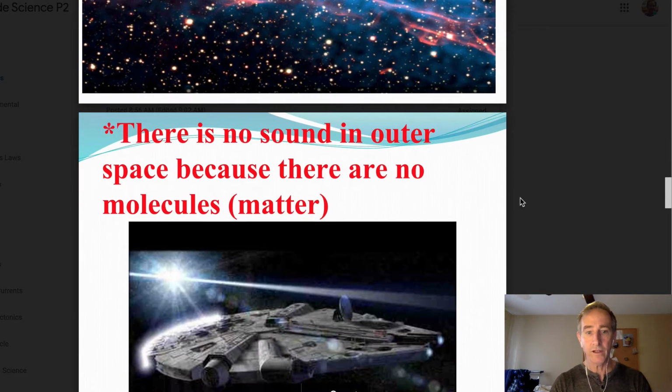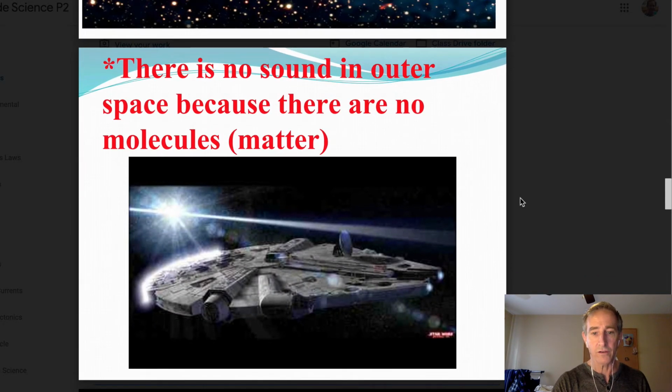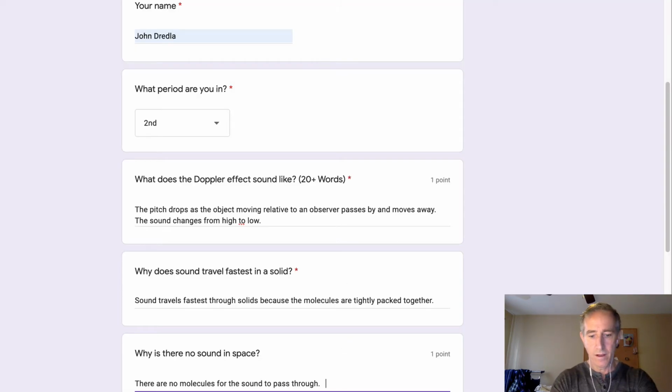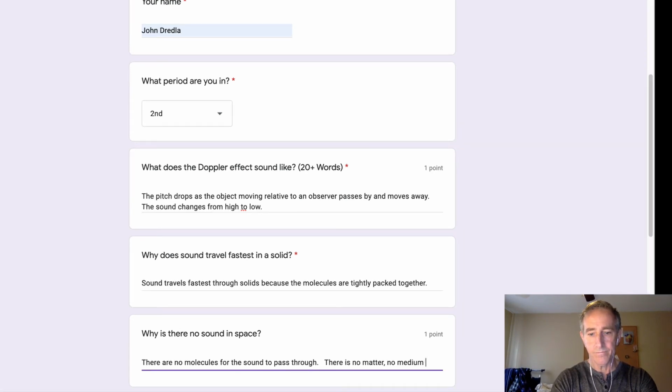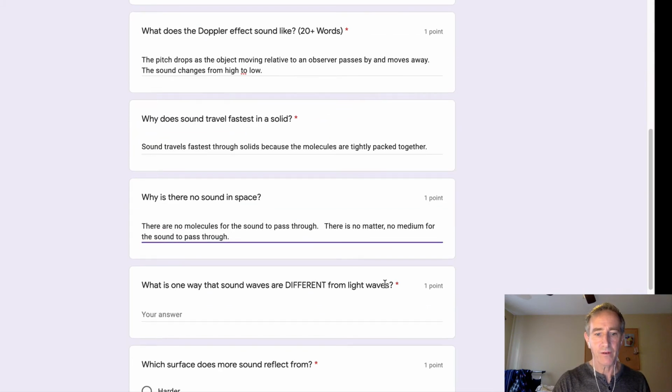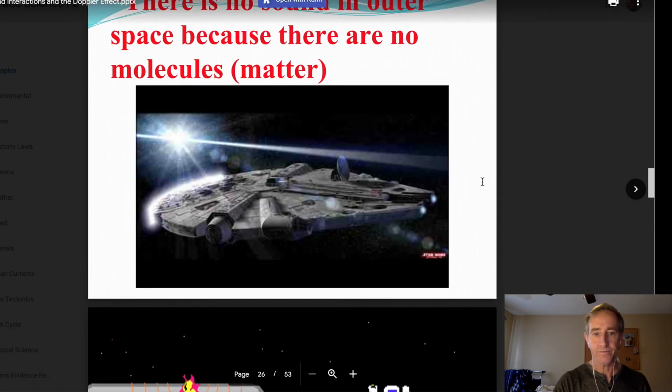There is no sound in space because there are no molecules. There is no matter. No medium for the sound to pass through. All right. What is one way that sound waves are different from light waves? We'll look for that next.